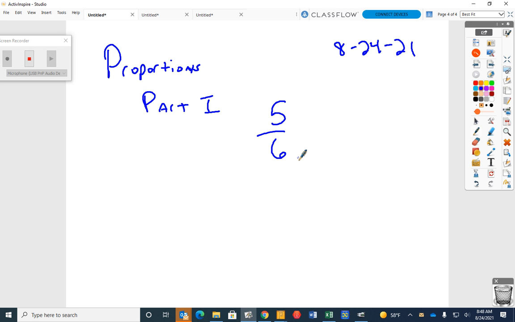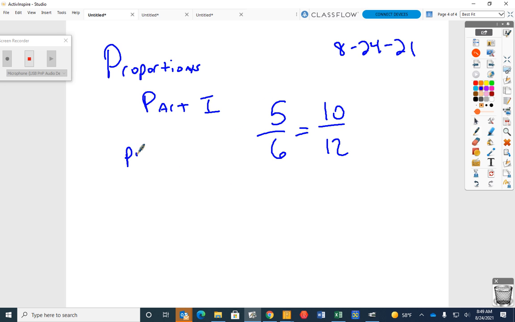Good. If I was to say, give me a fraction with different numbers that is equivalent to this, in other words, the exact same value. Savannah? 10/12. 10 over 12. You guys agree? Okay. So is this true? Does 5/6 equal 10/12? Yes, it does. Okay, this is a proportion.